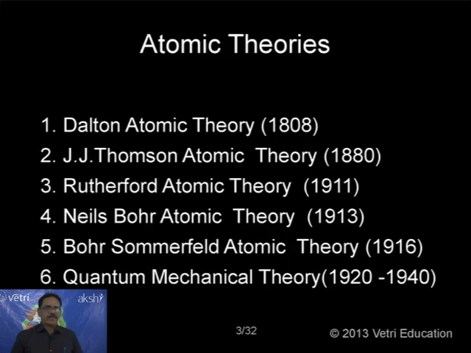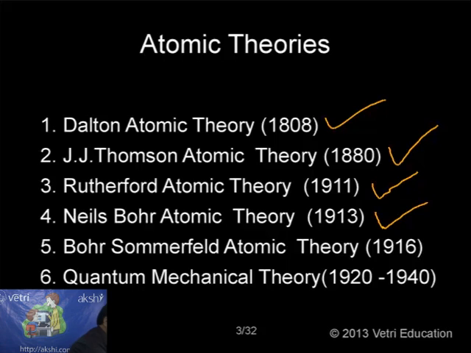All matter is made up of atoms. This is the idea that was in the minds of all scientists. The first scientist to propose a scientific theory for that was Dalton, with the Dalton atomic theory, proposed in 1898. The second, J.J. Thomson atomic theory, was proposed in the year 1880. Rutherford atomic theory was proposed in 1911. Niels Bohr atomic theory was proposed in 1913. Bohr-Sommerfeld atomic theory was proposed in the year 1960. Finally, quantum mechanical theory was suggested by many people and took place between 1920 and 1940.